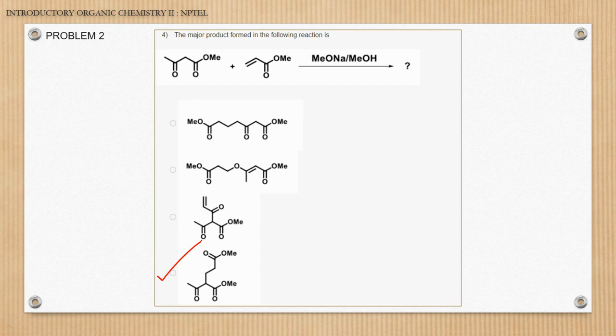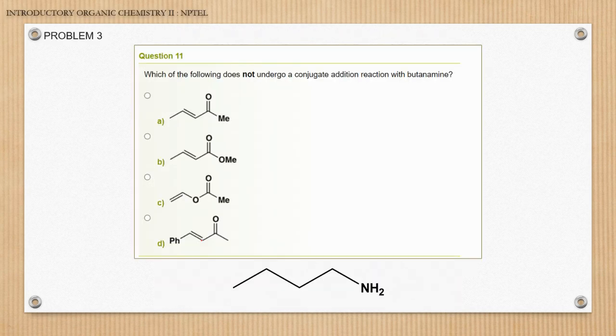Okay, so if it is clear, then I am moving forward. So the problem number 3. In problem number 3, the question is which of the following does not undergo a conjugate addition reaction with butanamine. So you have to identify which of these four compounds will not give you a conjugate addition, that is the 1,4 addition, when they react with butanamine.